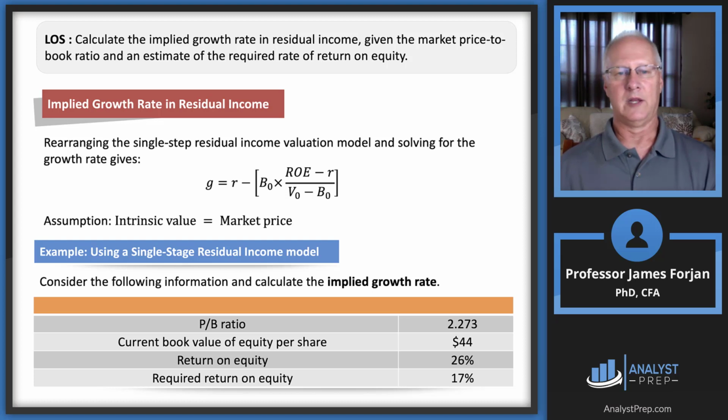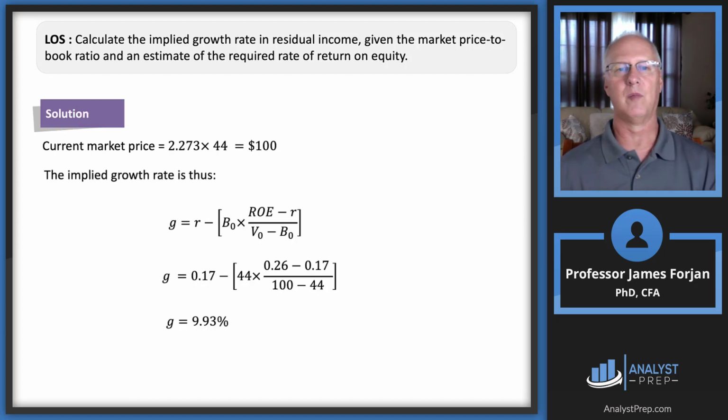All right, let's go ahead and compute. Look at the LOS. It does say calculate. What is that implied growth rate given? Well, I think this is information from before. So current market price, we get $100. We substitute all that stuff in there, and we get 9.93% implied growth rate.